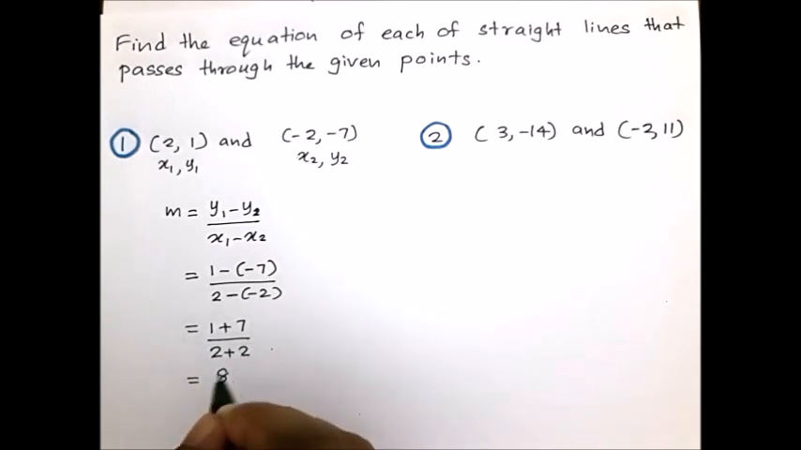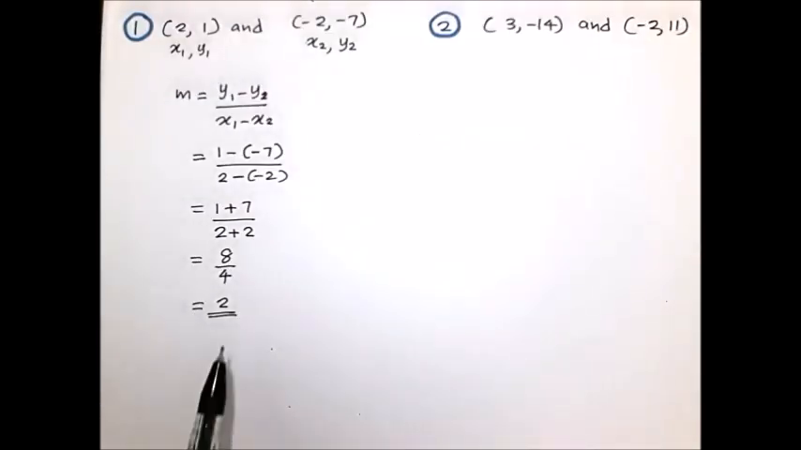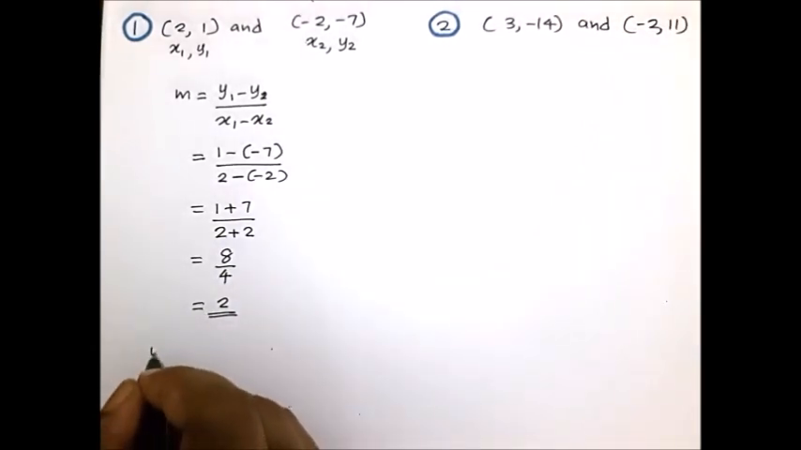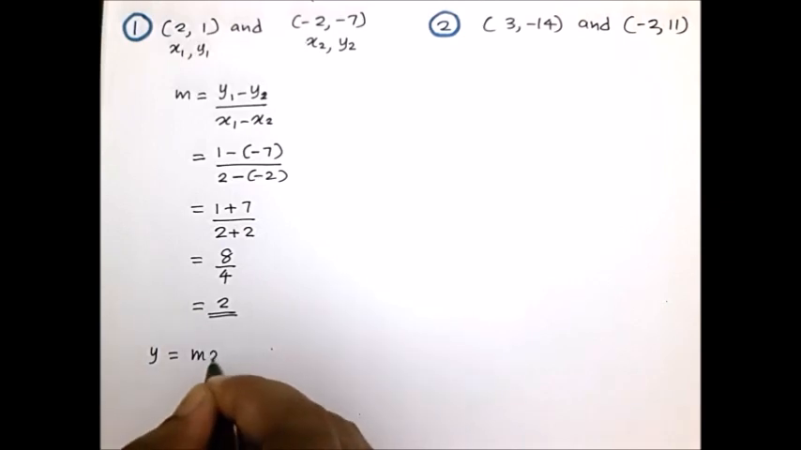1 plus 7 is 8. 2 plus 2 is 4. 8 divided by 4 is 2. M is 2. Now we have found m. Now you have to find c. To find c, use this equation: y equals mx plus c.